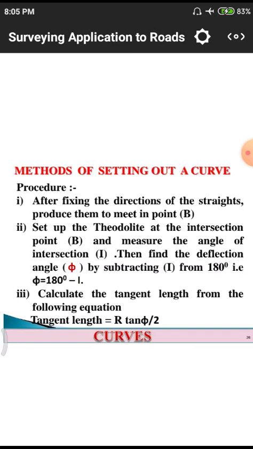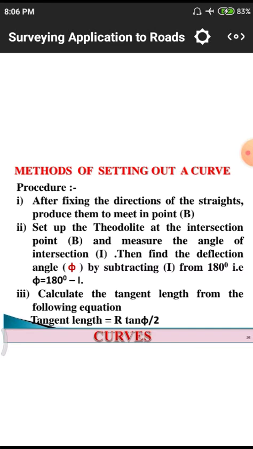The angle of intersection we normally denote with capital I. Then find the deflection angle phi by subtracting I from 180. That gives phi equal to 180 minus I. In the previous class we discussed I plus phi equal to 180, where I equals 180 minus phi or phi equals 180 minus I. By using those two relations, we will calculate the equations and values.